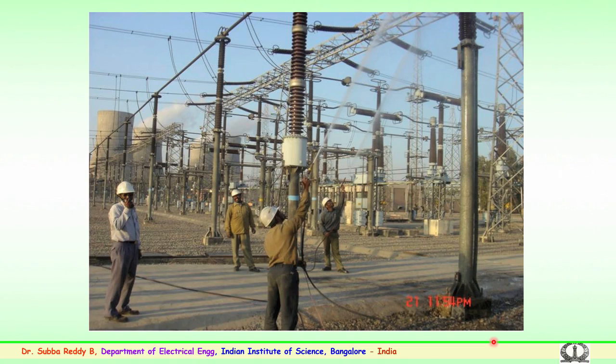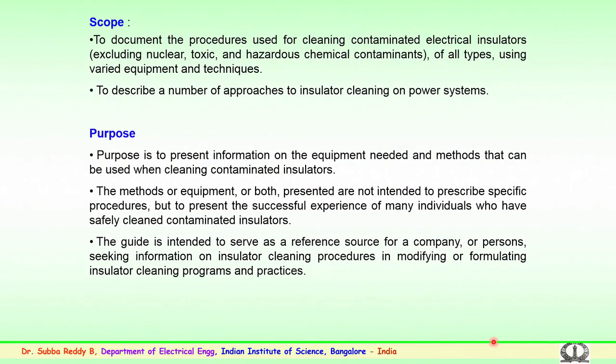So, the potential levels have to be looked into, the nozzle jets which are being used, the proper insulation of the personnel, and the safety aspects have to be considered when the cleaning of insulators is being done. So, we will look into the important scope or the purpose for which these guidelines have been made.